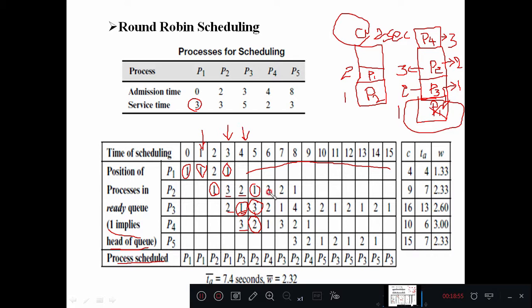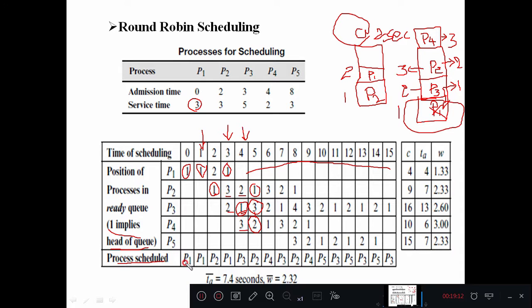If I directly explain this table, you will not understand, so you have to understand this table with the help of this diagram, right? Then only you can understand these processes, or the round robin scheduling technique, okay?